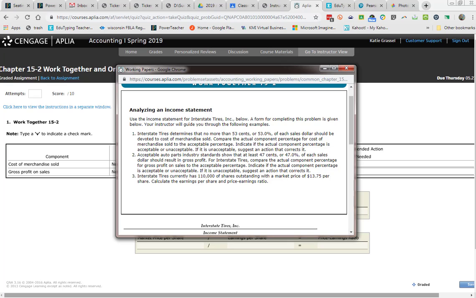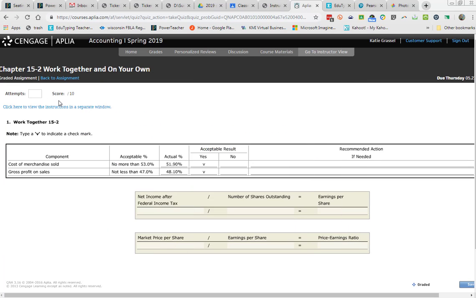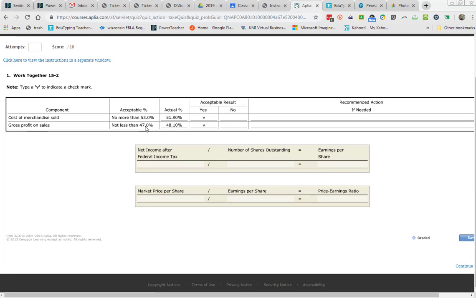So let's go through and do our earnings per share. You need to know this formula. This formula is not hard. You take your net income after federal income tax and divide by the number of shares outstanding. So our net income on our income statement is $62,907.35.